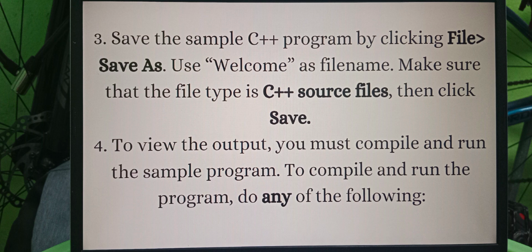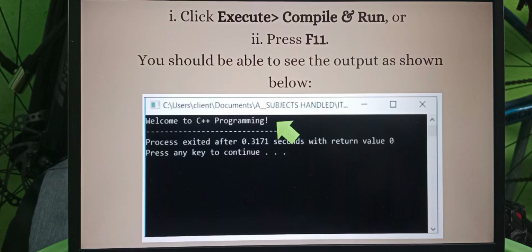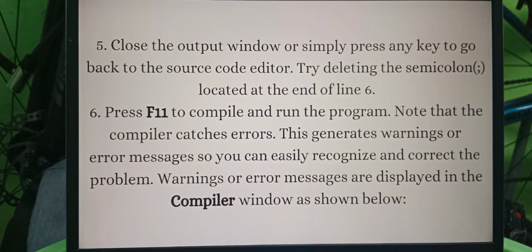To compile and run the program, do any of the following. First, click Execute, compile and run. Or, second, press F11. You should be able to see the outputs as shown below. 5. Close the output window or simply press any key to go back to the source code editor.